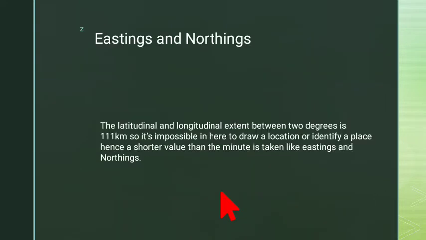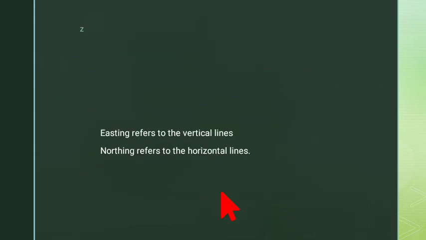So let's talk about eastings and northings here. The latitudinal and longitudinal difference between 2 degrees is 111 kilometers. So it's impossible here to draw a location or to identify a place. Hence, a shorter value than the minute is taken, like eastings and northings. This is the advantage of taking eastings and northings. So easting refers to the vertical lines, like I said, the north to south running lines, and northing refers to the horizontal lines, the east to west running lines.